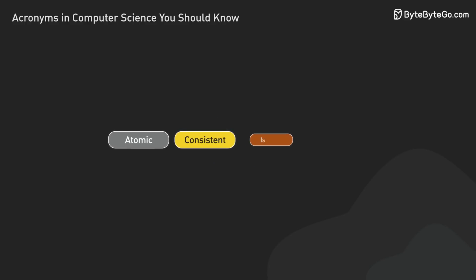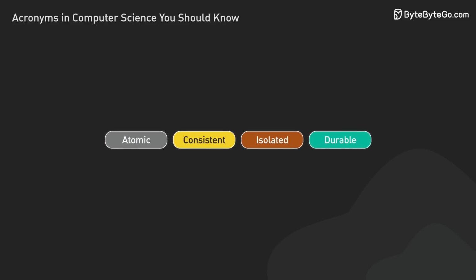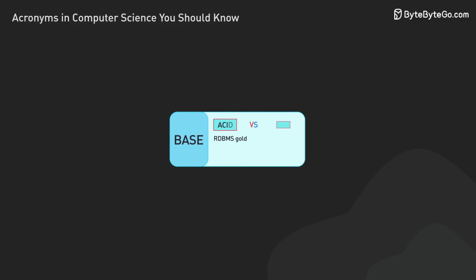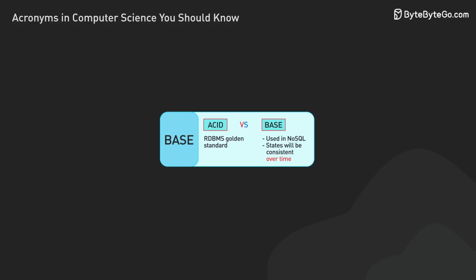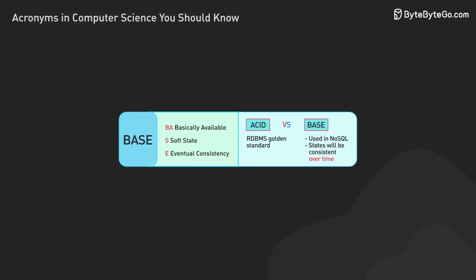This brings us to a related concept: BASE. You probably heard of the ACID principles for relational databases, where data needs to be atomic, consistent, isolated, and durable. However, with NoSQL databases, strict consistency isn't always practical, especially in high-performance applications. That's where BASE comes in. It stands for basically available, soft state, and eventual consistency.